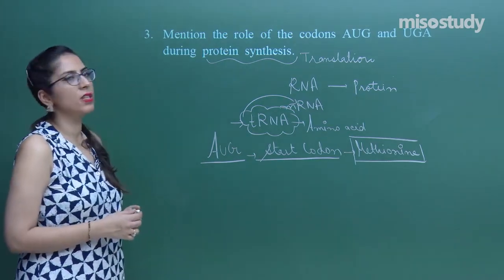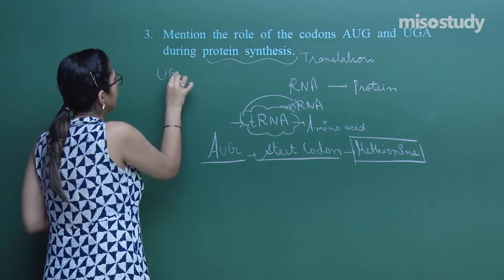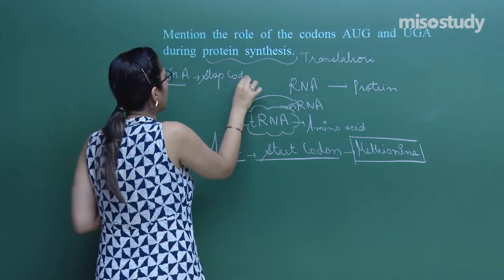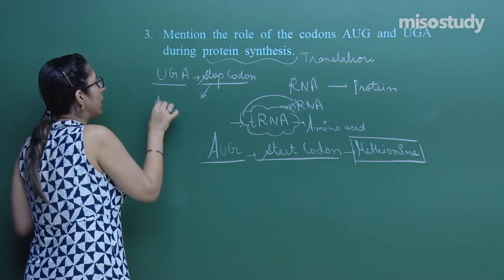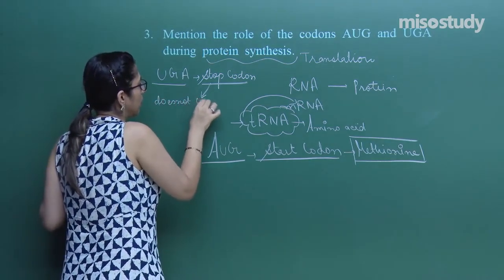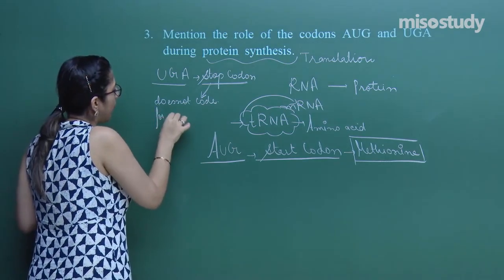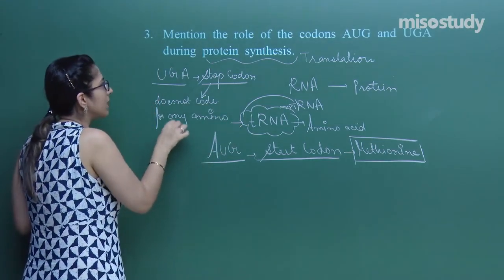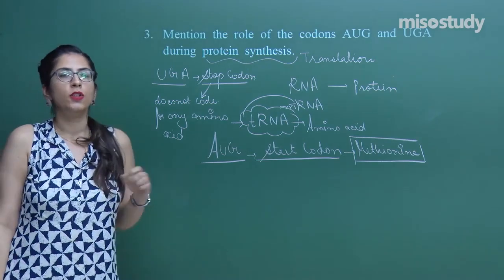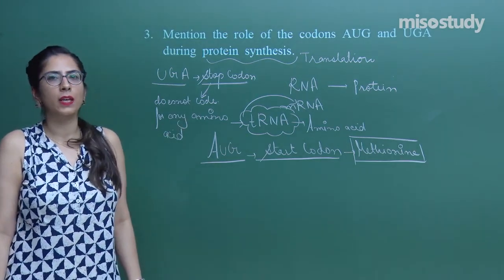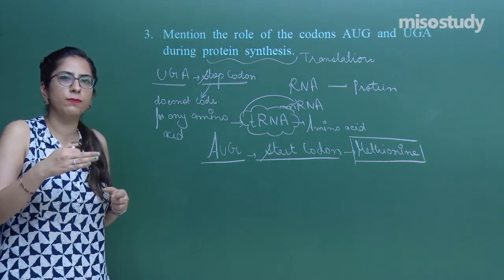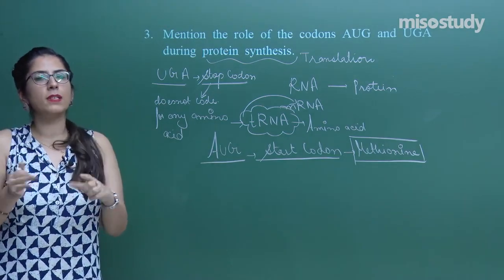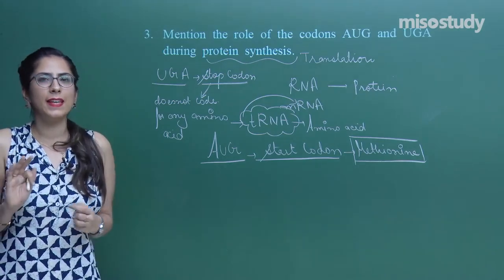Another codon which they have mentioned is UGA. UGA is a stop codon, and this stop codon doesn't code for any amino acid. That means whenever such a codon comes in the mRNA, the whole translation process will stop there. The sequence of amino acids attached to one another by peptide bonds will also stop, and ultimately that long amino acid chain will be released.